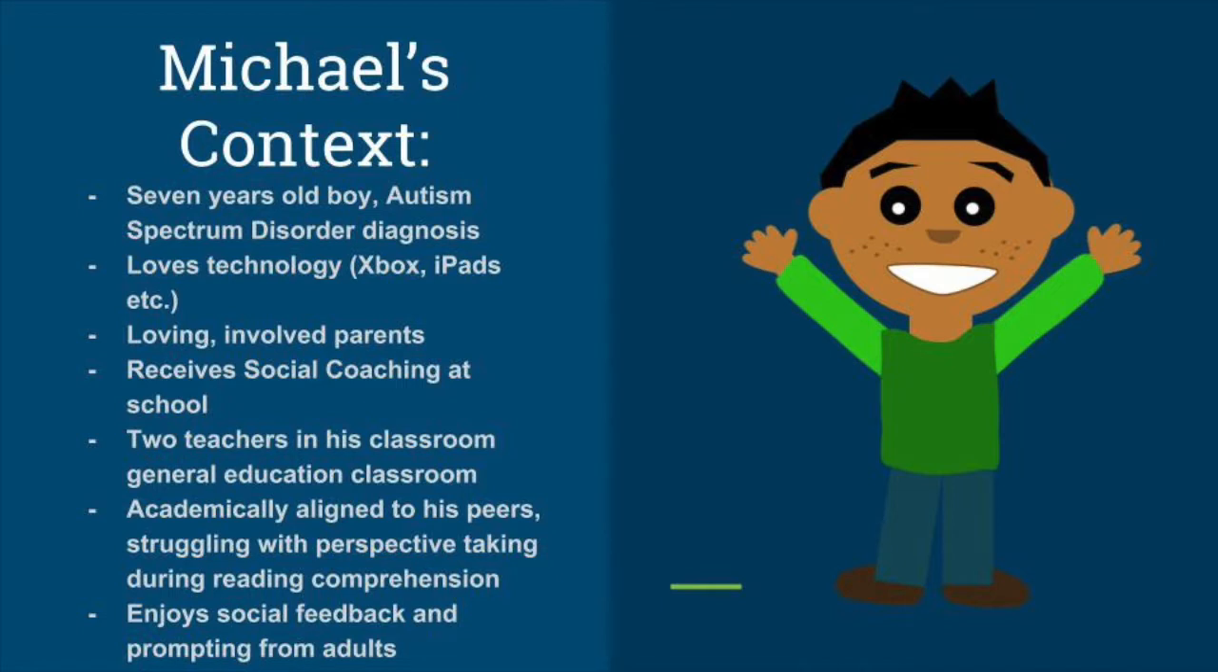So firstly, I needed to consider the context of Michael. I knew how old he was. I knew he had an autism spectrum diagnosis. He had a huge interest in technology, Xbox, PlayStation, iPads, everything. He had a very loving and involved family who were very supportive of any kind of strategy or something that we wanted to implement into our classroom. He already received some social coaching as part of his services. He had 2 teachers in his general education classroom. He was academically aligned to his peers, if not above.